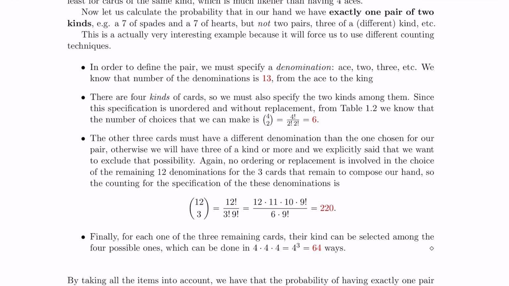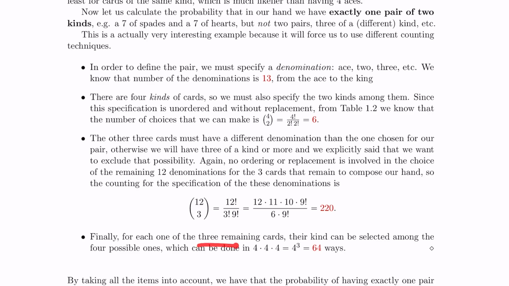Then we also have to take into account that the other three cards must have a different denomination with respect to the one that we have chosen for our pair. Otherwise, we will have three of a kind or more. And we have explicitly said that we want to avoid this possibility, right? Again, think about it for a second. No ordering or replacement is involved in the choice of the remaining 12 denominations for the three cards that remain to compose our hand. So the number of choices is given again by a binomial coefficient, but in this case we have to put 12 here and 3 here, which gives 220.